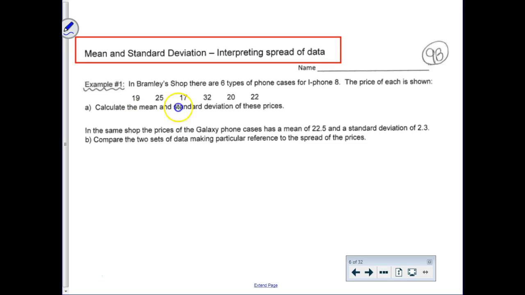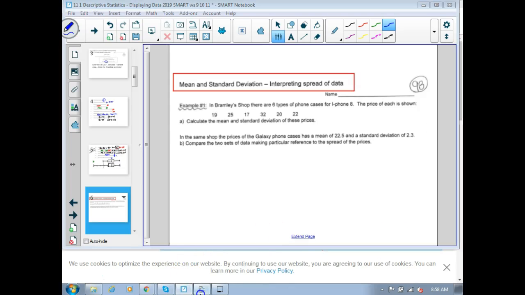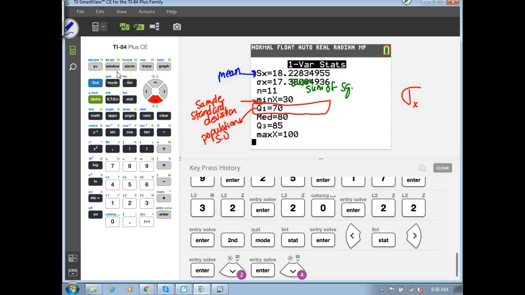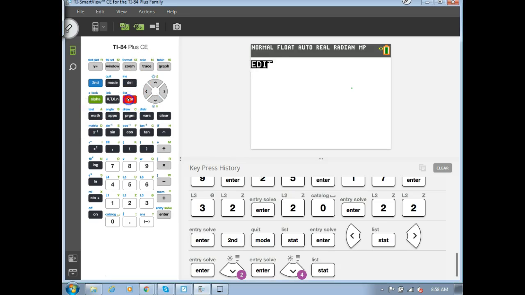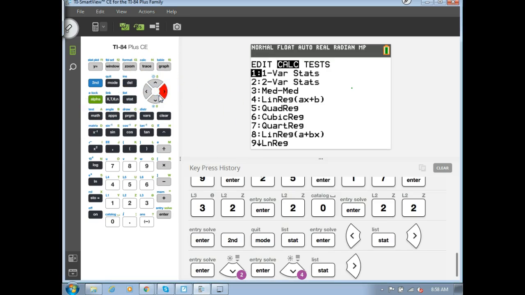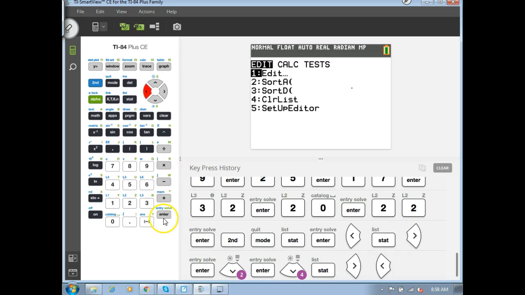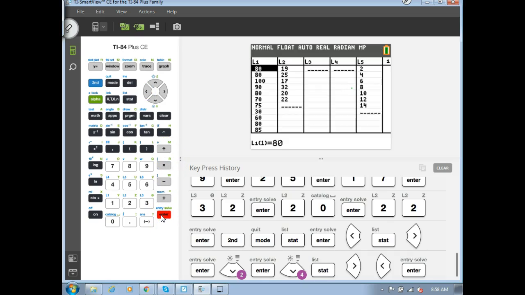So I'm going to need you to enter this data into list 1 or list 2. I don't really care, just get it somewhere. I think I have the data entered into list 2. Is that the right data? Yeah, all right, great. So yes, I have my data in list 2.